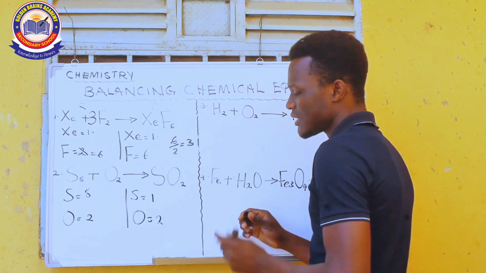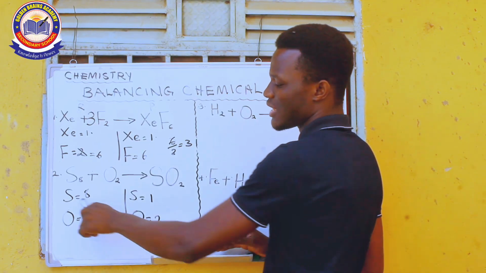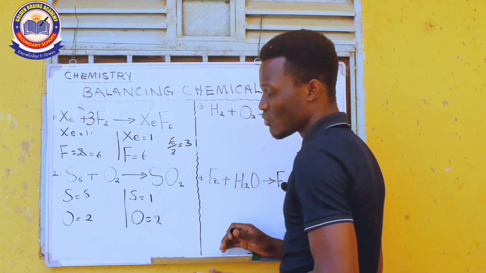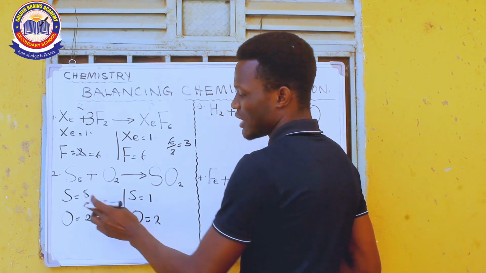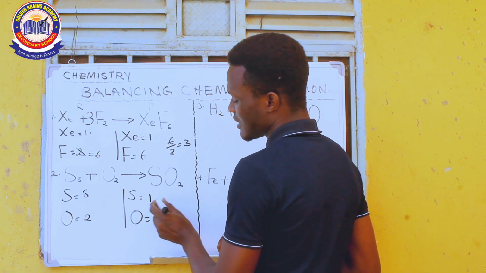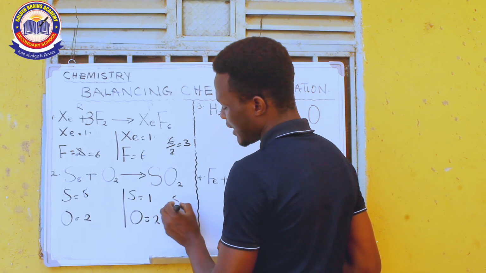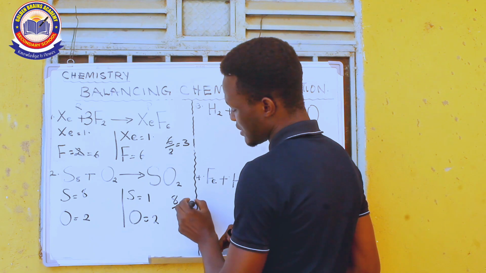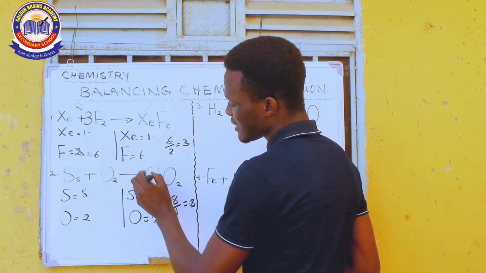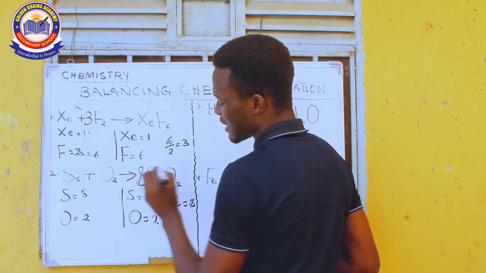Then when you check, oxygen and oxygen balanced, but sulfur here 8, but sulfur here 1. Check the one that is big, divide with the one that is small. Here sulfur is 8 and this side is 1. You're going to take the 8 and divide it by this 1. When you divide 8 by 1, you get 8. Therefore this 8 is the number you're going to put in front of sulfur. You're going to put it here.